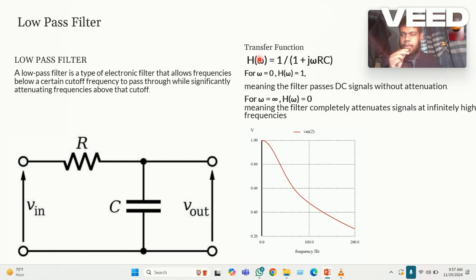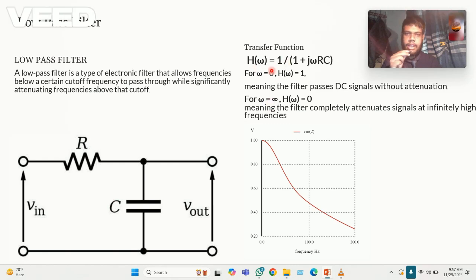In this slide, we can see low pass filter. A low pass filter is a type of electronic filter that allows frequency below a certain cutoff frequency. Here we can see the circuit of low pass filter.